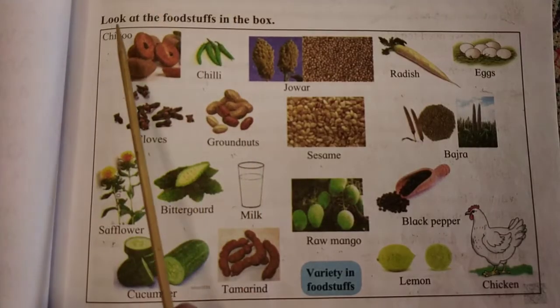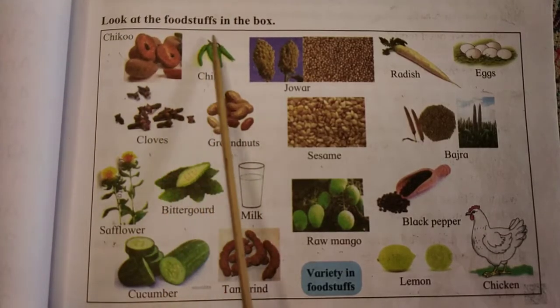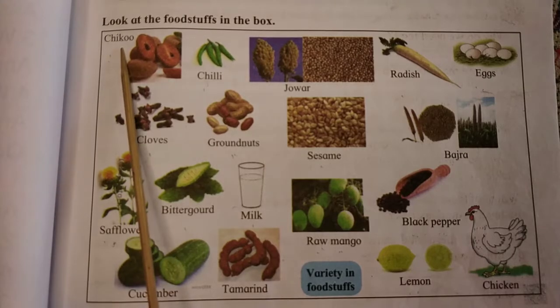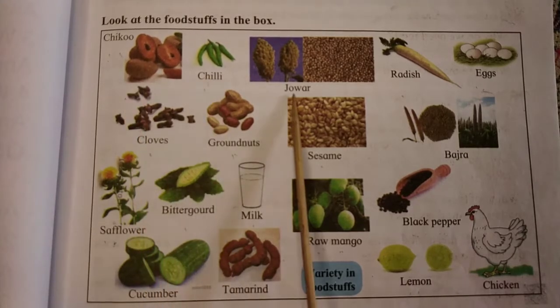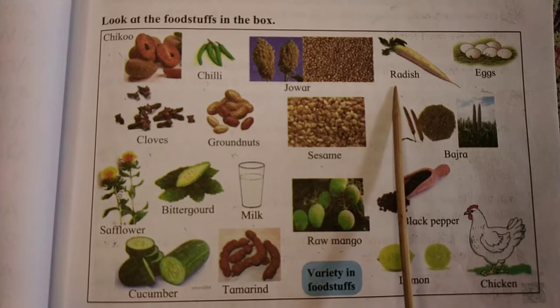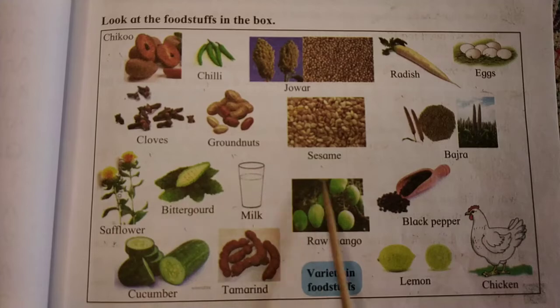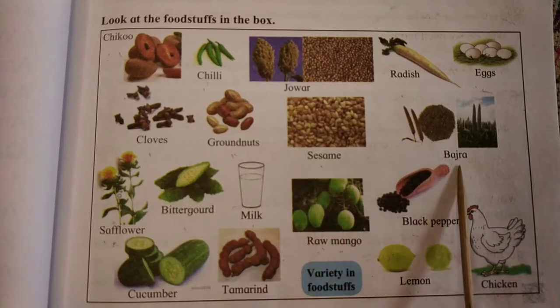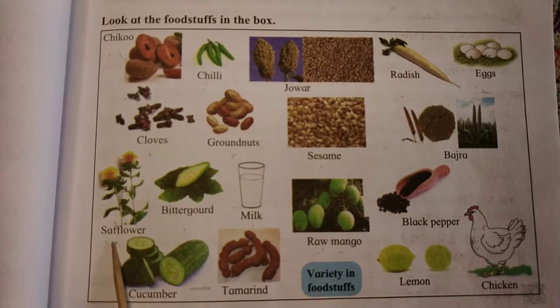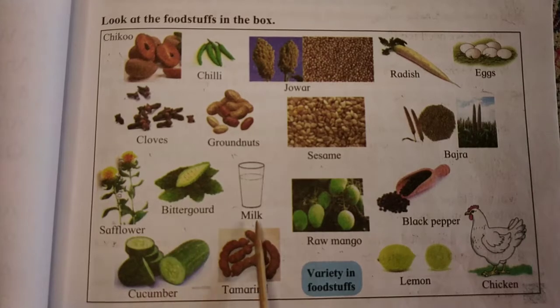Can you tell? Look at the foodstuffs in the box: chikku, chilli, jawar, radish, eggs, cloves, groundnuts, sesame, bajra, safflower, bitter gourd, milk, raw mango, black pepper, cucumber, tamarind, lemon, chicken.